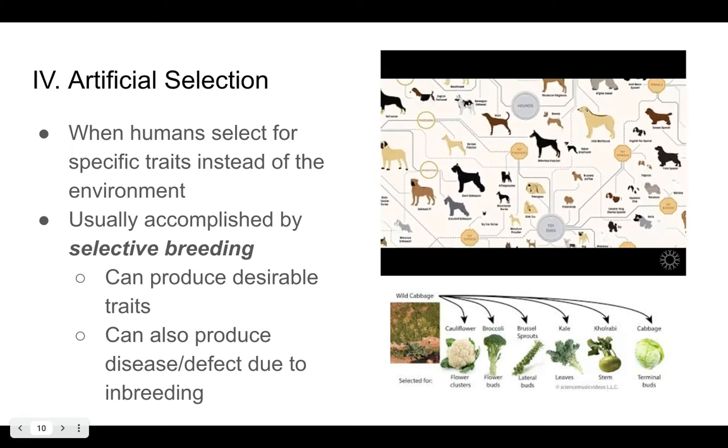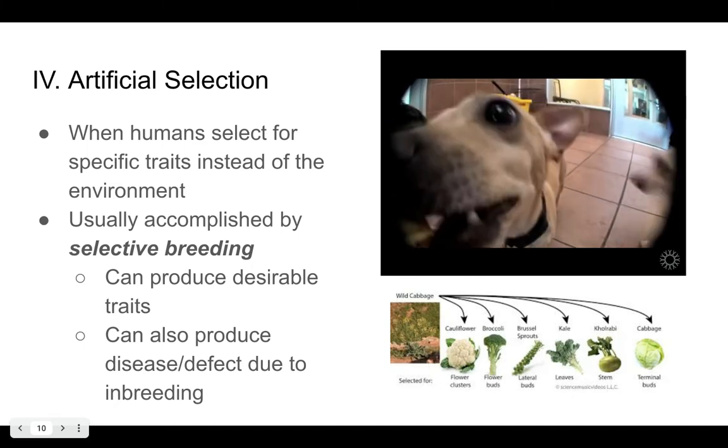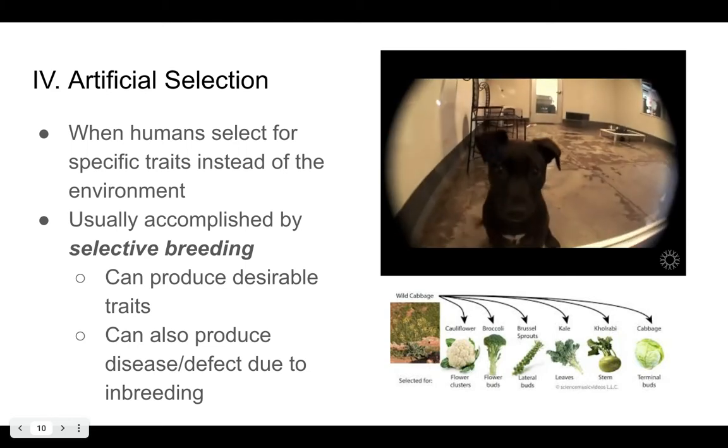So, as you can see, all the various breeds of modern dogs today have come a very long way from their wild wolf ancestors. Through artificial selection, we have managed to turn wild wolves into man's best friend.